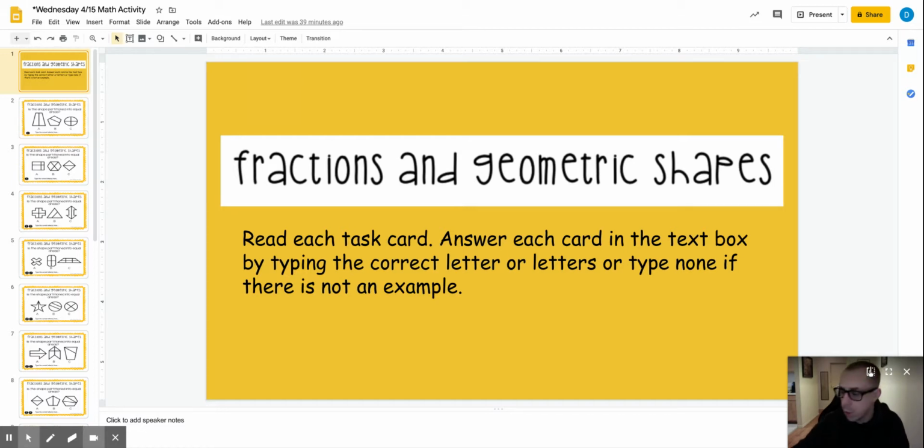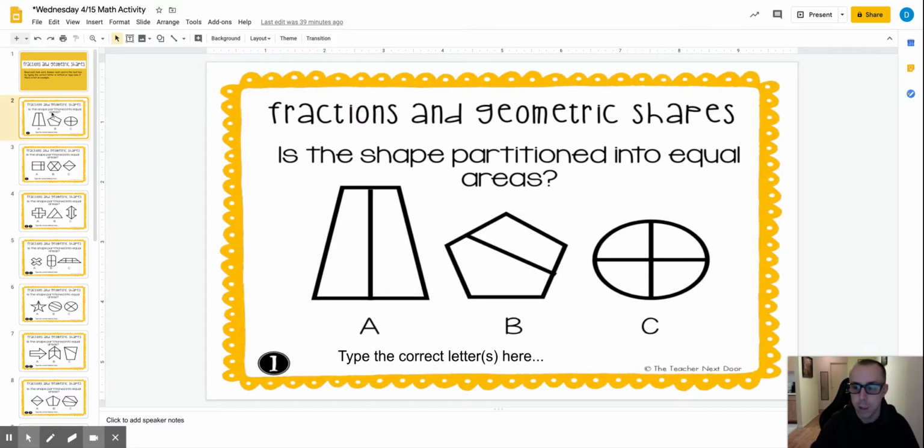Now, I'm going to walk you through your work for today so that you know what to do. So let's read the directions first. It says fractions and geometric shapes. Read each task card. Answer each card in the text box by typing the correct letter or letters, or type none if there is not an example. So let's begin looking through what we will work on today.